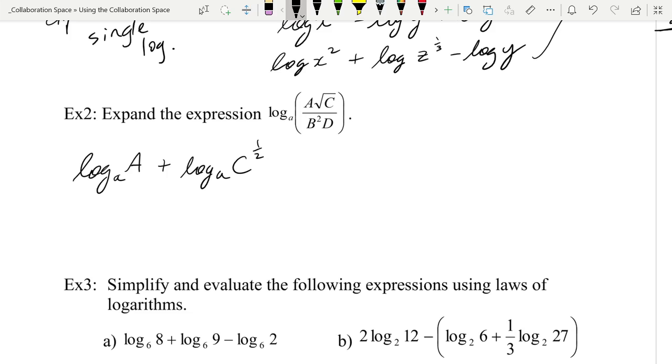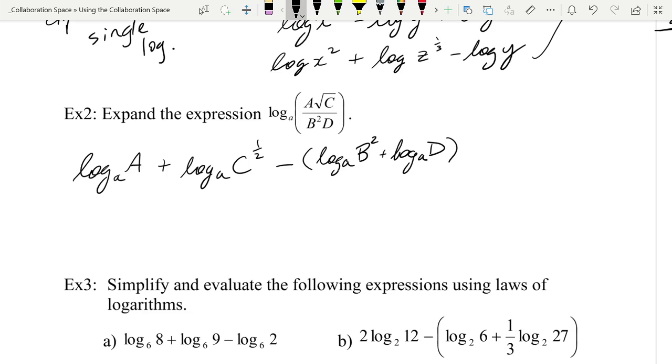And of course, a square root is an exponent of a half. And then I'm minusing everything that's in the bottom. So that's log to the base a of b squared plus log to the base a of d. Now, can we agree that that's not as simplified as it can be?